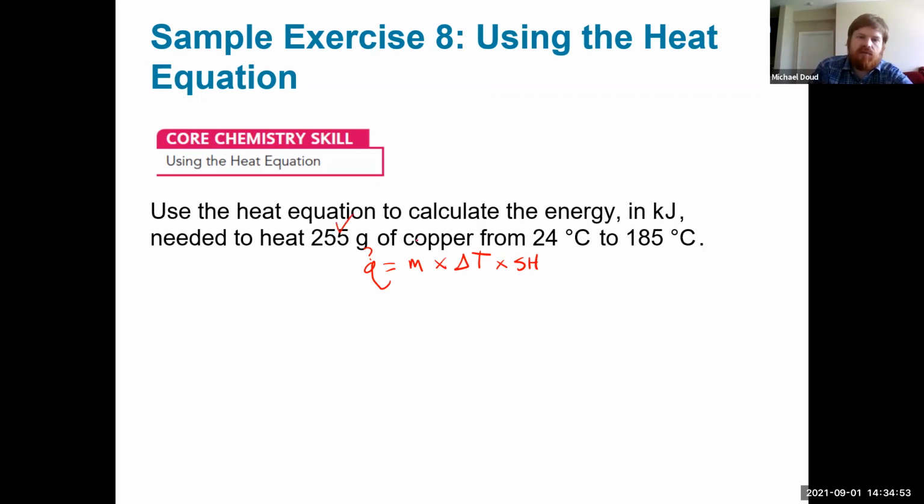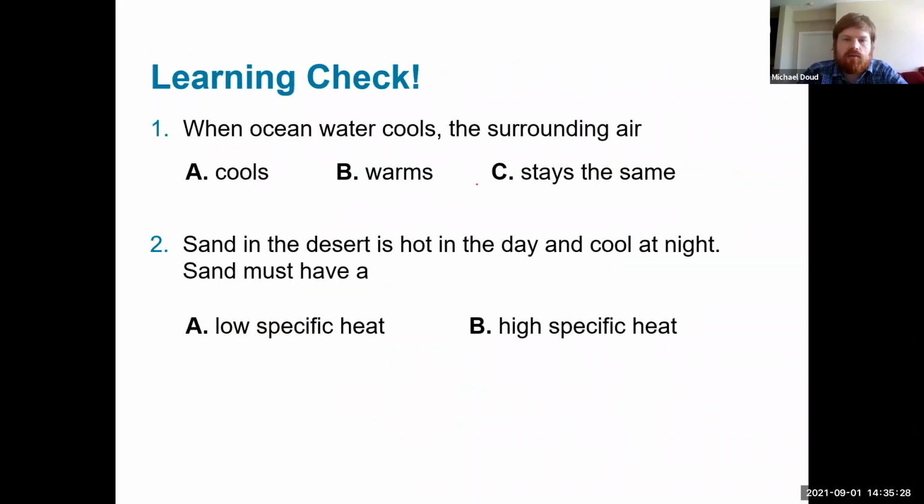Well, the mass is 255 grams, so we're given the mass. We're given an initial temperature and a final temperature here. So we know that the delta T is going to be equal to the final temperature minus the initial temperature. So that's good, we know that. Now, what about the specific heat? We're not literally given the number for the specific heat, but we're told that this is copper. And copper has a definite specific heat. So let's go ahead and look it up real quick.